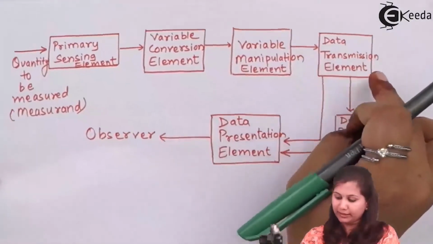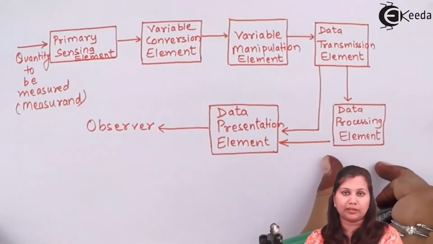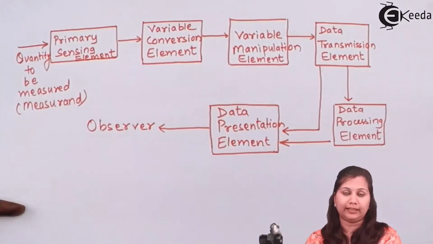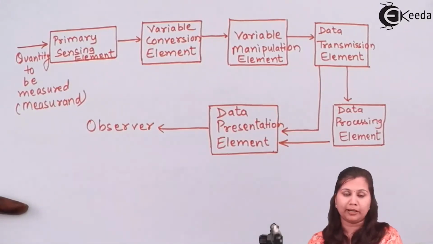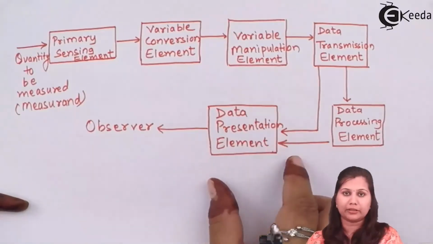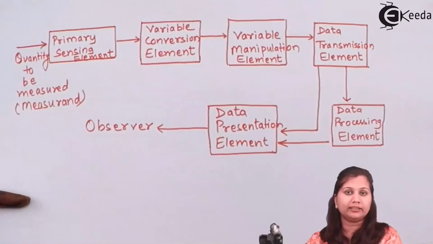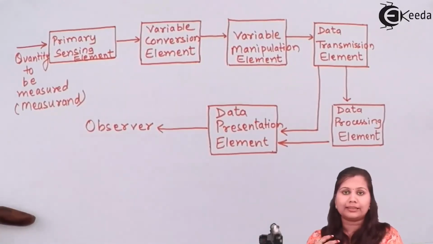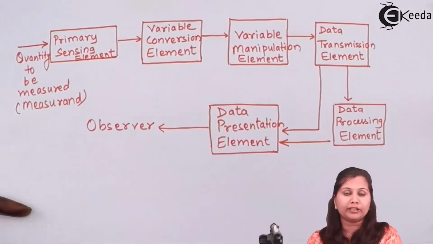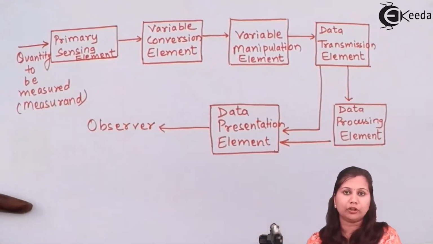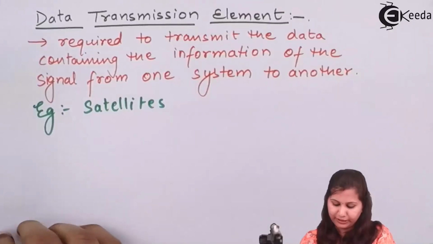Now, in the block diagram, after the data transmission element, the data can be directly given to the data presentation element, or it can be given to the data processing elements. The data processing elements further process the data. That means if further amplification or further modification of the signal is required, that is done by the data processing element. After processing, the signal is again given to the data presentation elements. These elements convert the data into a presentable form, so that the observer can read the value of the measured quantity. It can be given in the form of direct readings, or in the form of a digital output, or in the form of a recording or print on paper, so that the observer can easily read the readings. Okay, so next, the function of the data presentation element.